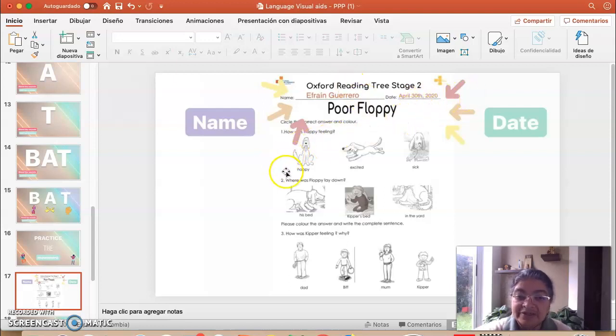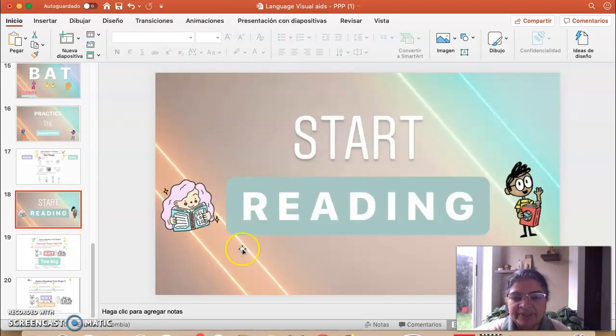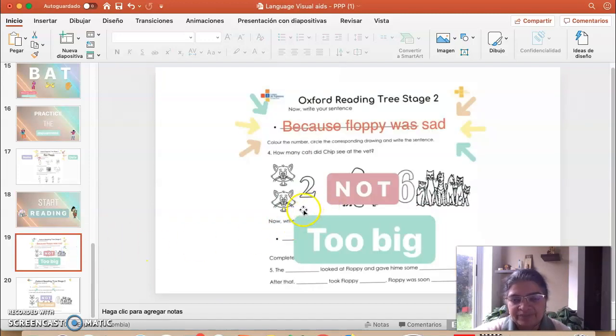Okay? Now the second activity says circle the correct answer and color. ¿Qué tienen que hacer? Encerrar en un círculo la respuesta correcta y colorear solo y únicamente la respuesta correcta. Okay? Now, you are going to read again. Read again the book. And then you complete. Vamos otra vez a continuar con la segunda hoja de nuestro libro. We are going to continue with the second page of our worksheet and our book.